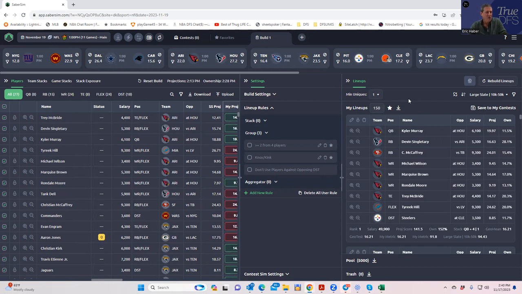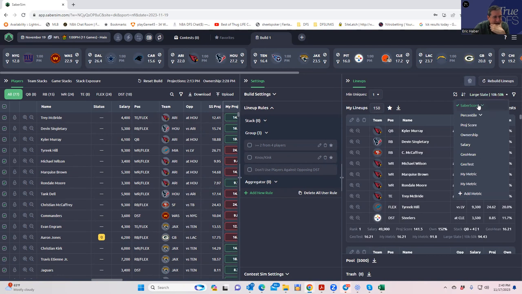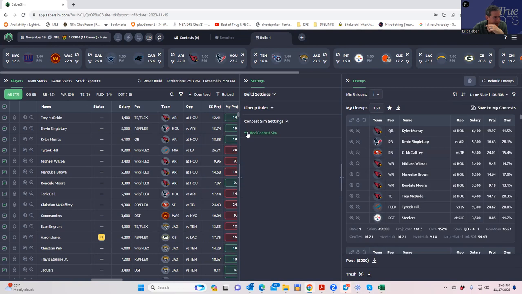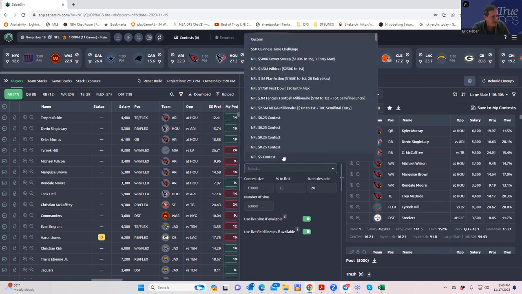Currently, what we have is this large slate setting, and this is SaberScore. They do a nice job defaulting to what they think you want to play, and that's going to be the Millie Maker. But what we can do while we're thinking about this is add a contest sim setting here. Where is it? It's got to be somewhere. Let's put them all in here.